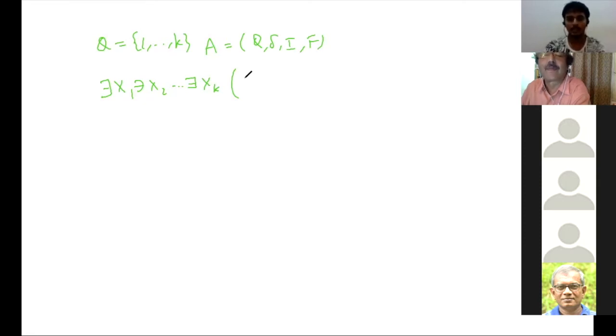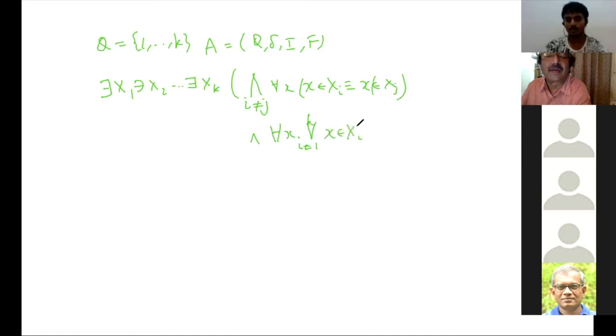So for all i not equal to j, the intersection of xi and xj is empty. We don't need a quantifier over i not equal to j, this is just a finite one, right? So I have to write for all x, x belongs to xi if and only if... This is the pairwise empty condition, and for all x, an or over i equals 1 to k. This ensures that they form a partition. Every position is in one of the sets.